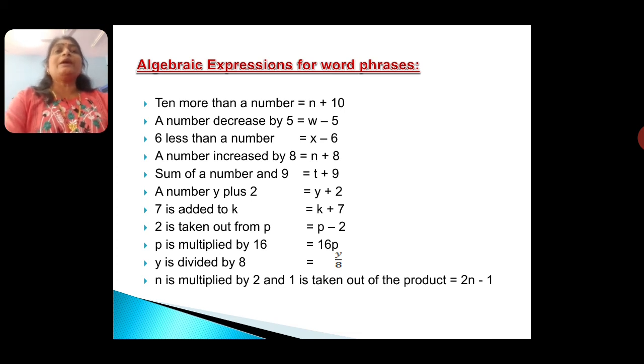p is multiplied by 16. That means 16p. y is divided by 8 equals y by 8 is our algebraic expression. Now next example, n is multiplied by 2 and 1 is taken out from the product. n is multiplied by 2, that means 2n, and 1 is taken out means subtract 1. So our algebraic expression is 2n minus 1.